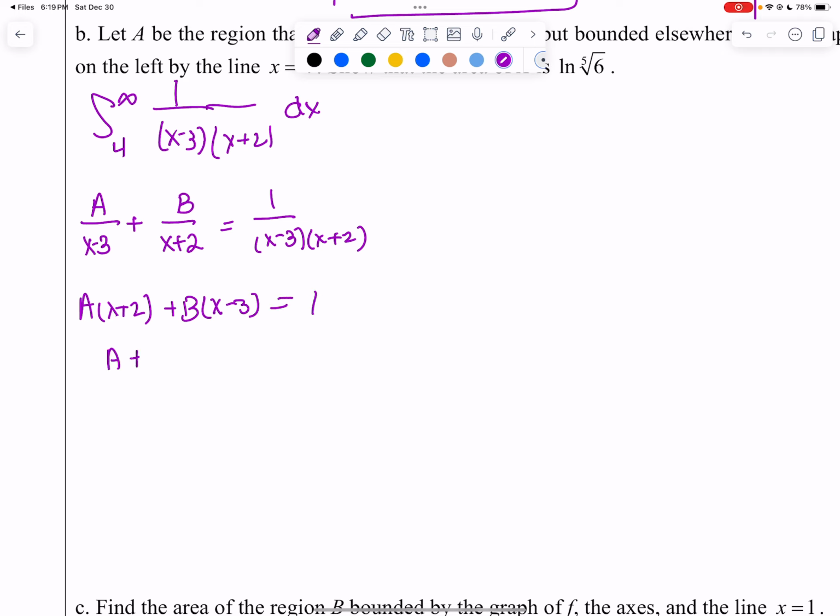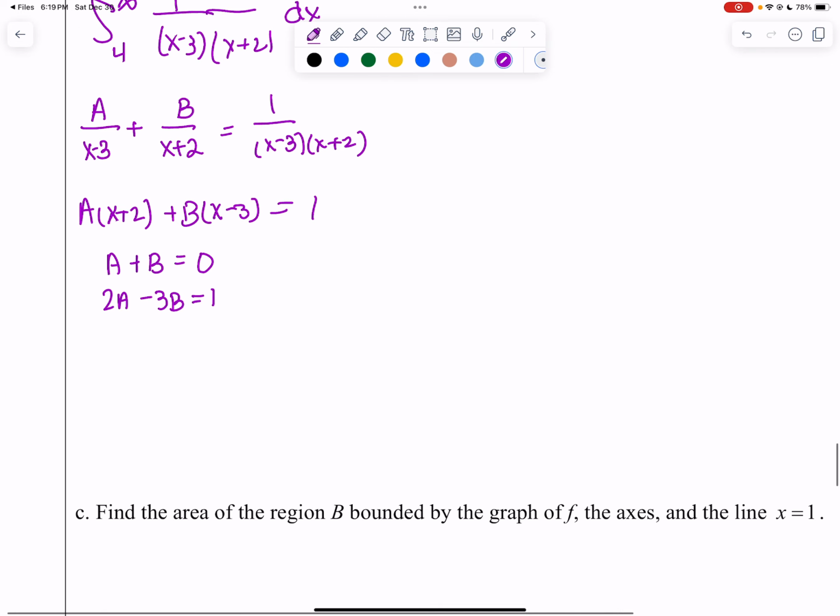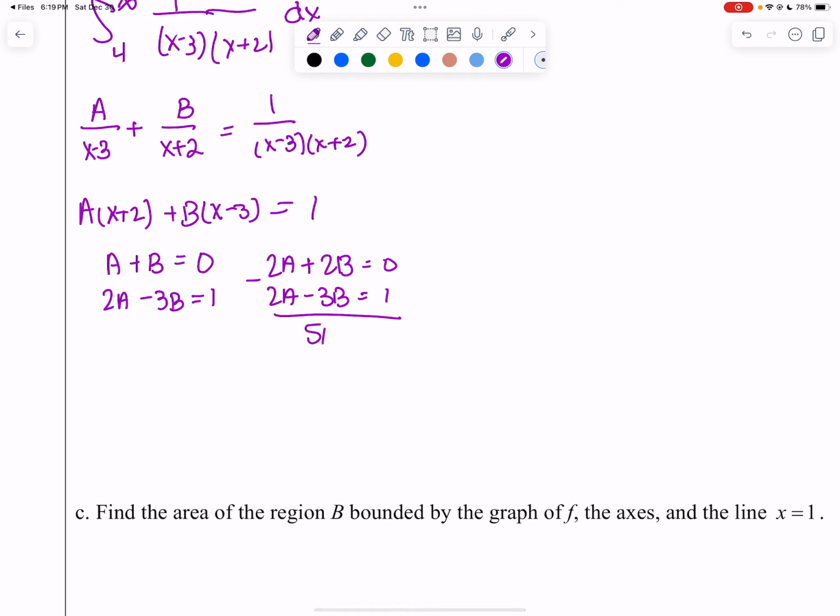Okay, so you don't have a b and a coefficient, so that's 0. 2a minus 3b, your constant's going to be 1. You're going to have to multiply the top. B is negative 1/5. All right, since b is negative 1/5, that means a is 1/5.